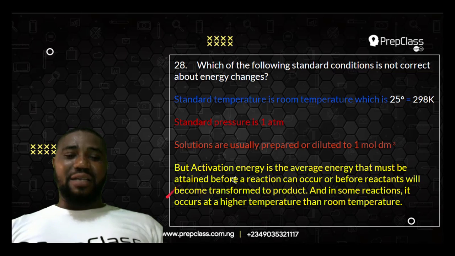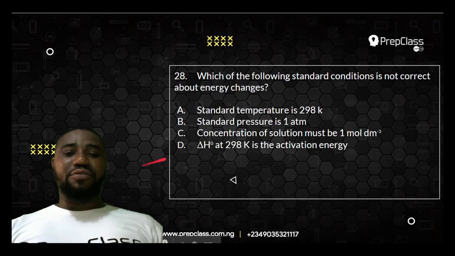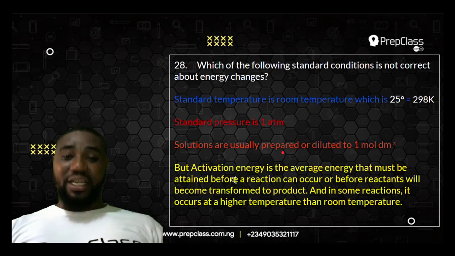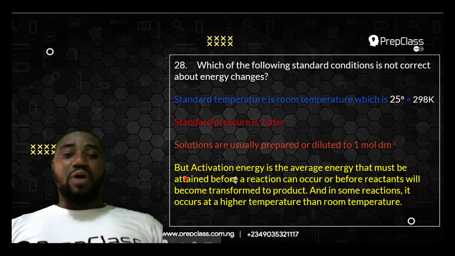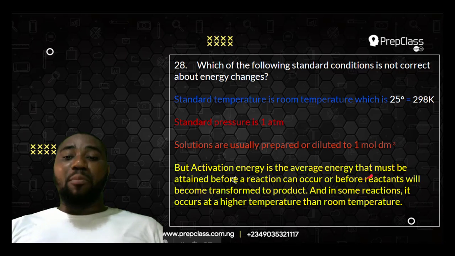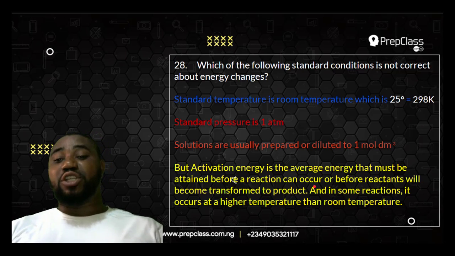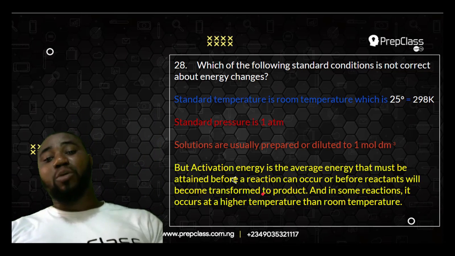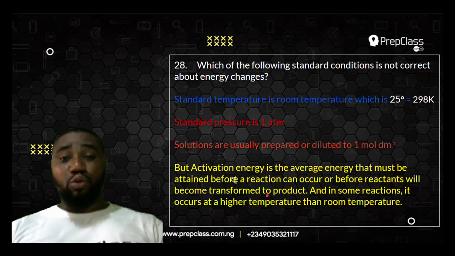But the last one is telling you that at a normal reaction at room temperature, the heat of reaction is activation energy. What's activation energy? That's the first thing we have to know. Activation energy is the minimum energy that must be attained before a reaction can occur. So before any chemical reaction can take place, are you following? It must reach the activation energy. That is, before reactants can be converted to products, that reaction must attain its activation energy. If it does not, a reaction will not take place.